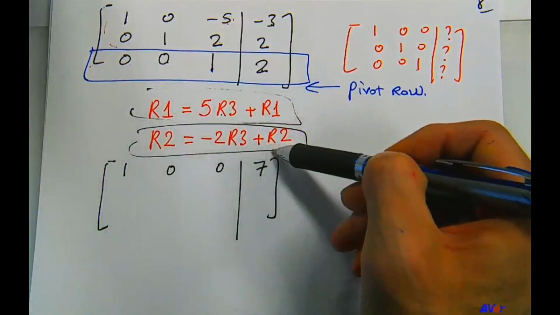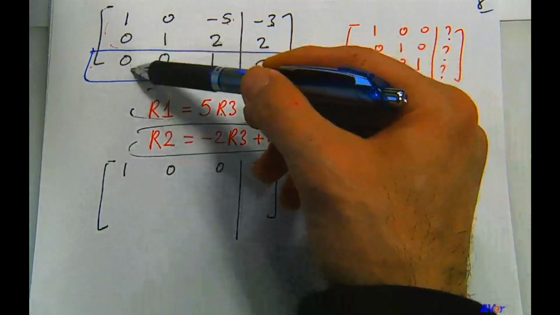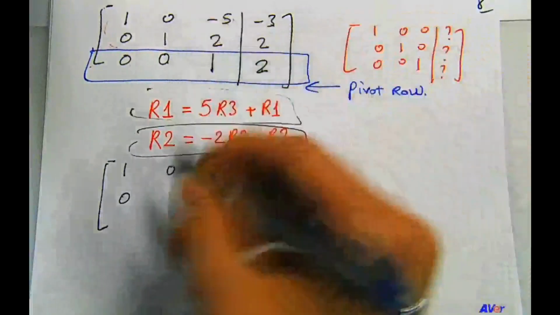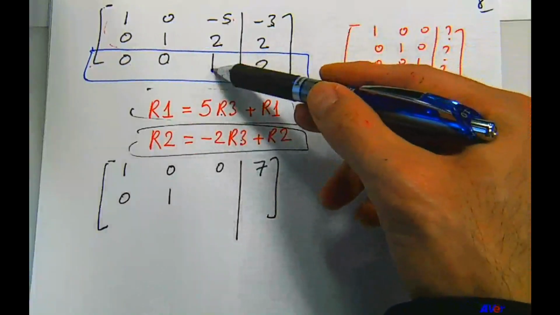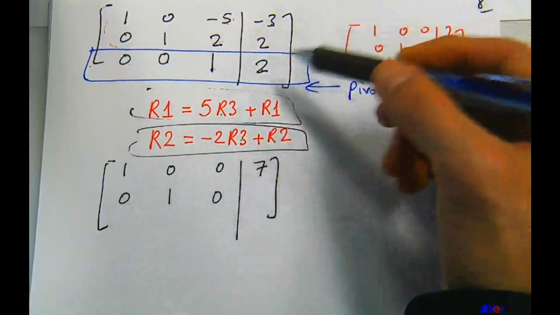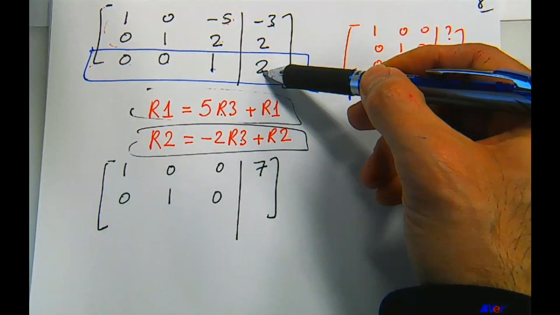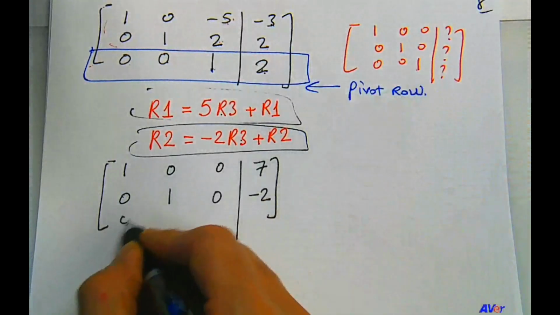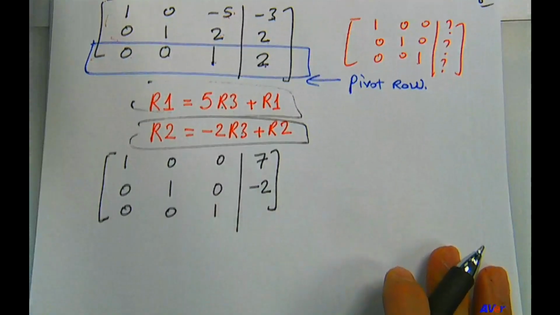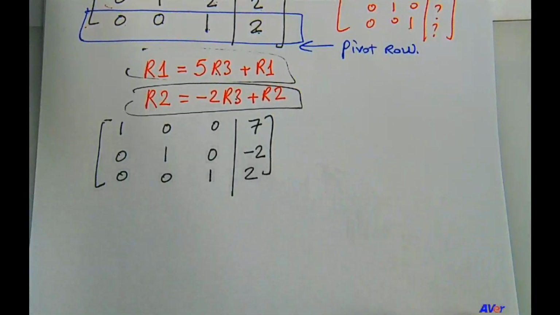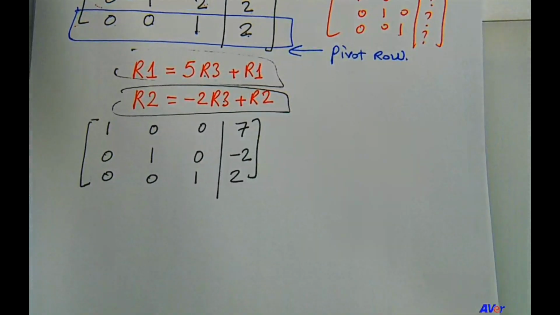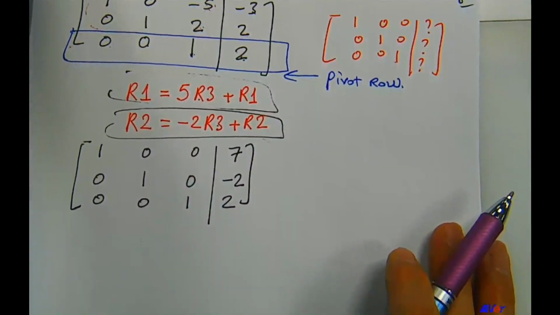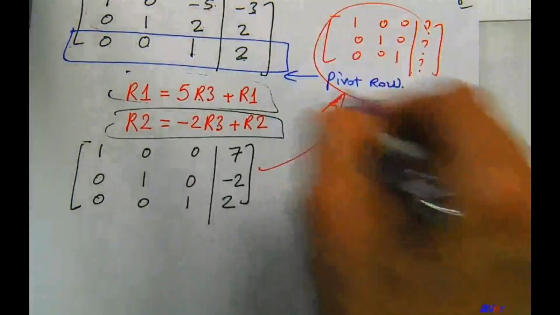Minus twice row 3 plus row 2. Minus 2 times 0 is 0 plus 0, 0. Minus 2 times 0 is 0 plus 1, 1. Minus 2 times 1 is minus 2 plus 2, 0. Minus 2 times 2 is minus 4 plus 2, minus 2. And then the third row is the pivot row, so it stays as it was, like that. Okay, compare this matrix with this matrix, with that one.